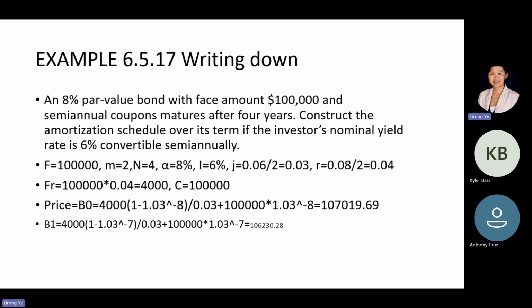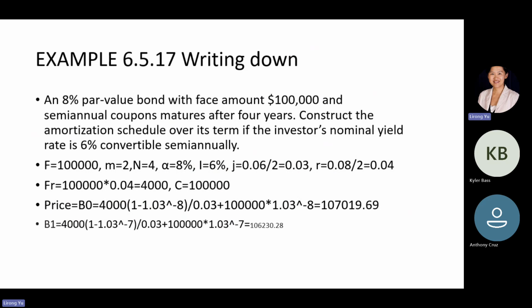Price is also equal to B0. B0 is equal to the 4,000 payment. How many payments are you gonna get? 8. 4 years of semi-annual payments, so it's 8 payments. So N equals 8. And then the final payment is also discounted for 8 payment periods. J equals 0.03 because that is half of the 6%. And you can see the total value, which is obviously higher than the 100,000.